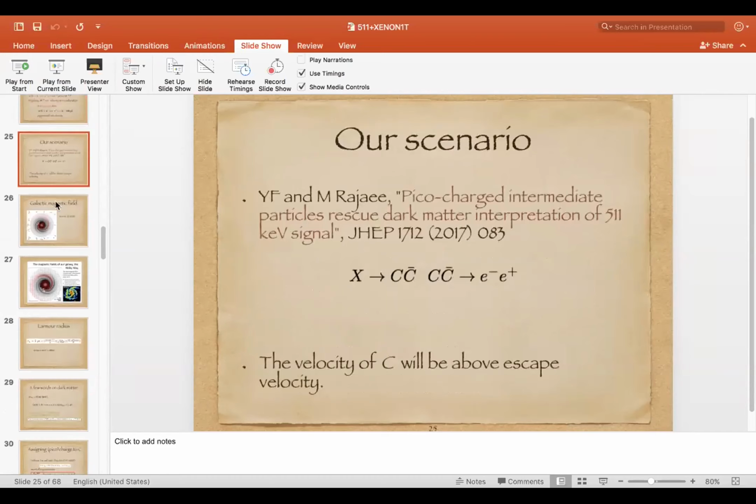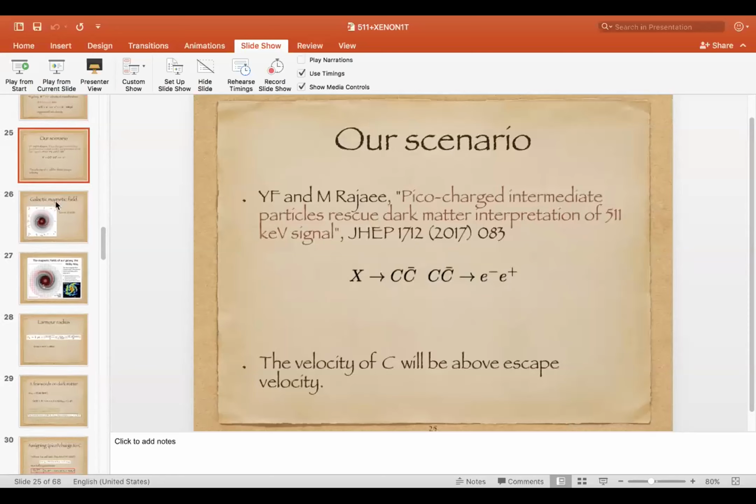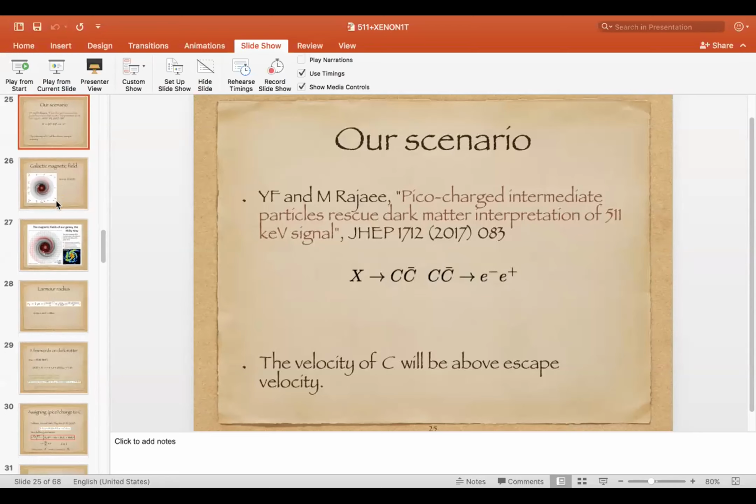So we came up with this idea. In our model, dark matter is composed of a scalar particle of mass of MeV, or few MeV, which decays with a lifetime much greater than the age of the universe to some pico-charged particles denoted by C. These pico-charged particles eventually annihilate, producing electron-positron pairs that can lead to the 511 keV line.